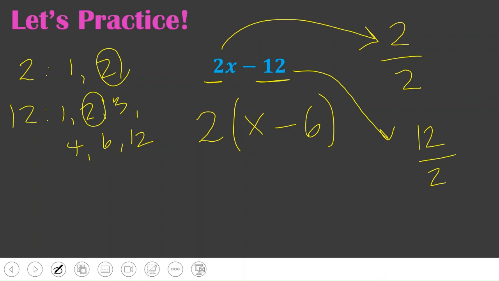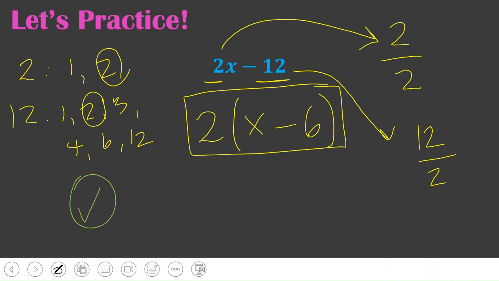So my binomial that had the greatest common factor of 2 factored out can be written in this form: 2 times the quantity of x minus 6. So this is an equivalent form. It just has the greatest common factor pulled out. So you might be thinking to yourself, how would I check if I were right? I think checking your answer is always a great idea. So here's how we check it.